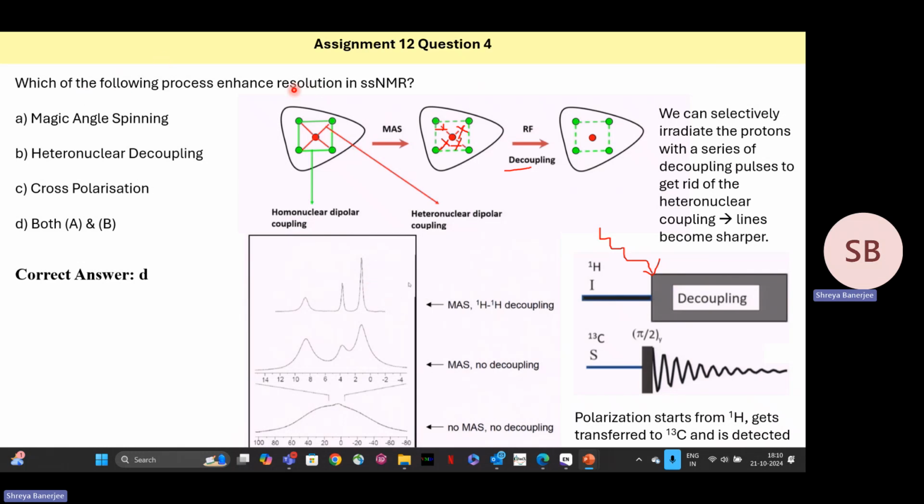So in order to enhance resolution in solid state NMR, both magic angle spinning, that is option A, and heteronuclear decoupling, that is option B, are done. So the correct answer is D, that is both A and B.